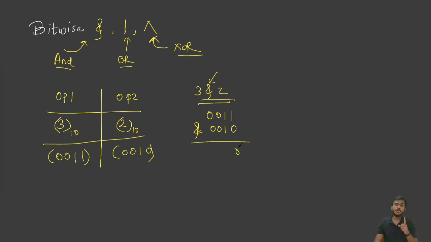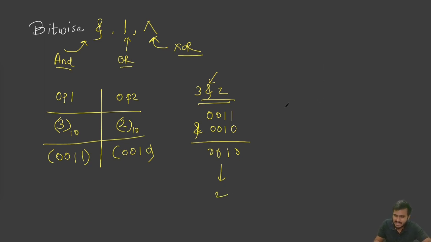The answer is going to be 1 only if both the operands are 1, or both the bits are 1. If any one of them is 0 or both of them are 0, then the answer is going to be 0. What is 1 and 1? 1 and 1 is 1 because both of them are 1, then it is 0 and then it is 0. So what is the output of 3 and 2? If we convert it back to decimal, it is nothing but 2.